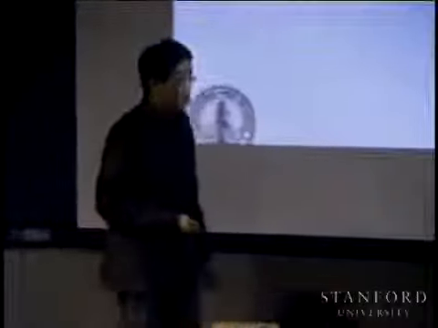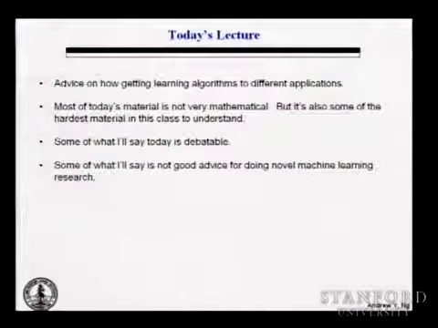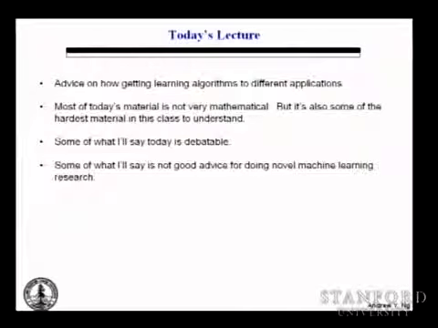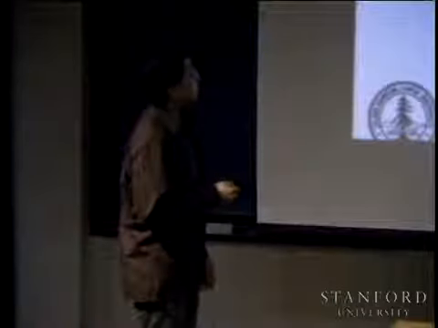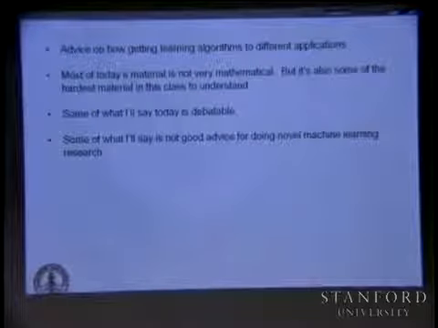Just some caveats on what I'm going to talk about in the rest of today's lecture. Some of what I'm going to talk about is not very mathematical, but it's also some of the hardest, conceptually most difficult material in this class to understand. All right? So this is not mathematical, but this is not easy. And some of what I'll say today is debatable. I think most of the good machine learning people will agree with most of what I say, but maybe not everything. And some of what I'll say is also not good advice for doing machine learning research. I'll say more about this later.